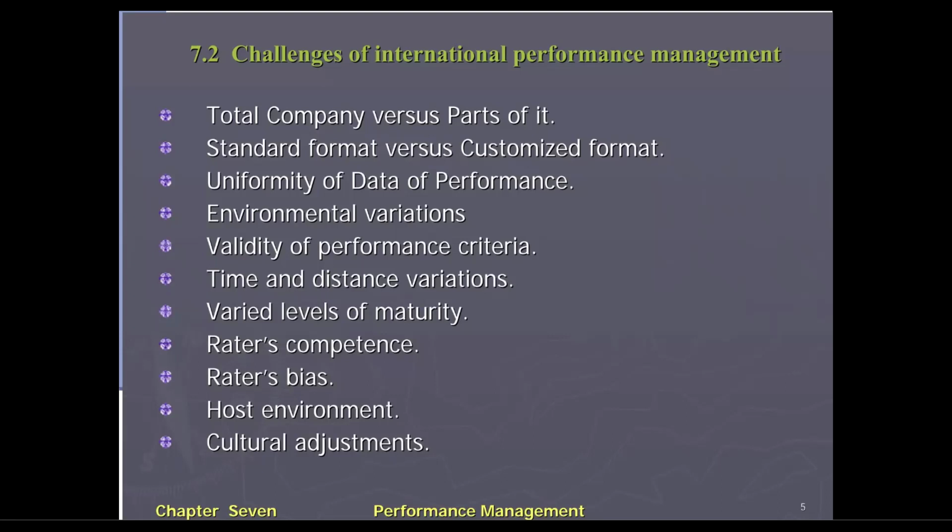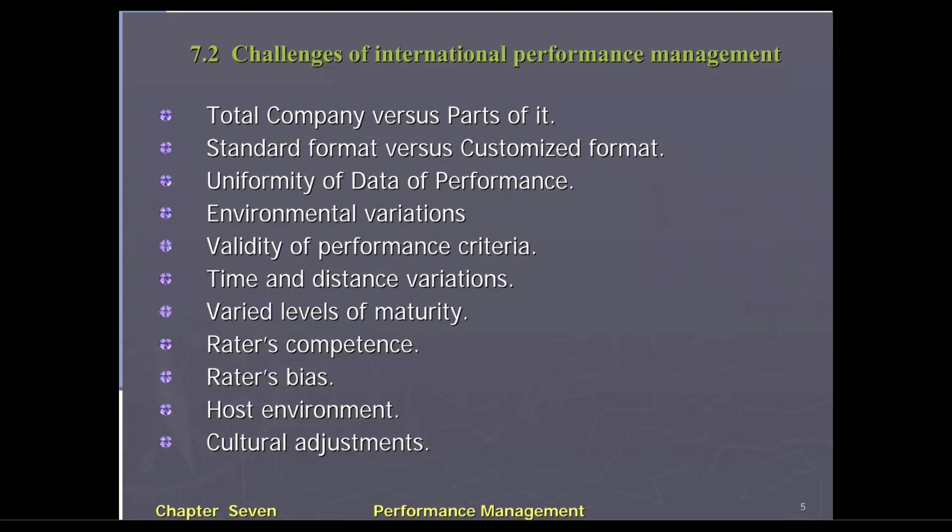That's total company versus parts of it. Later we will discuss those things. Okay. Standard format versus customized format. Are we able to use the standard format to measure or evaluate our subsidiaries' performance, like headquarters? Or do we need to develop a separate customized format to measure the performance of the employees of each subsidiary?